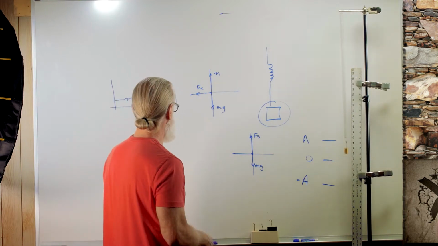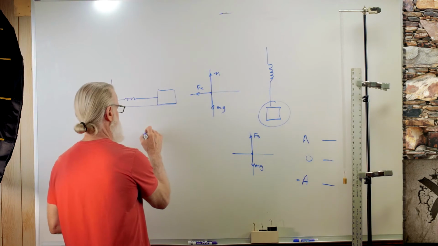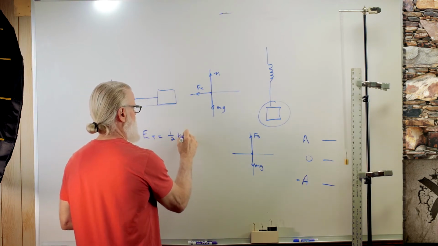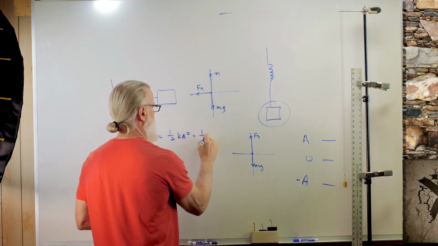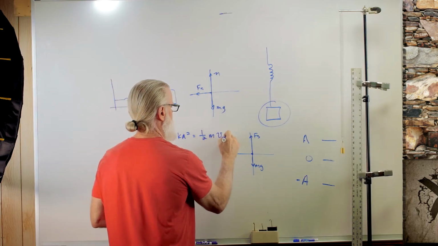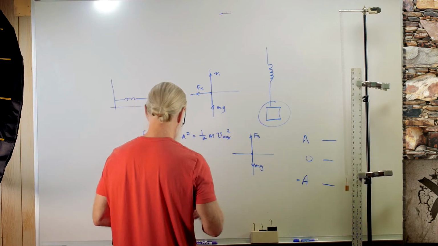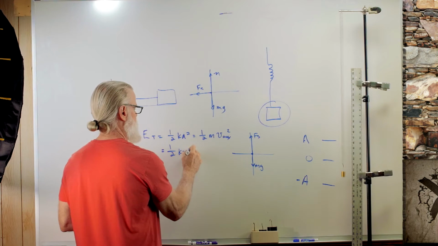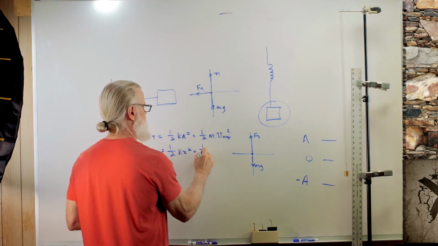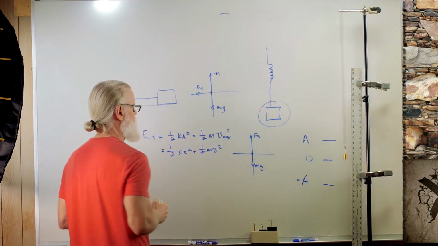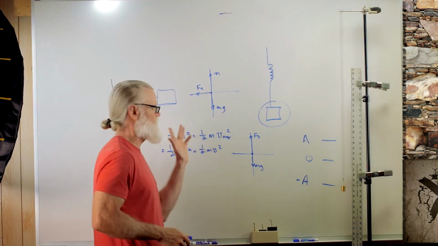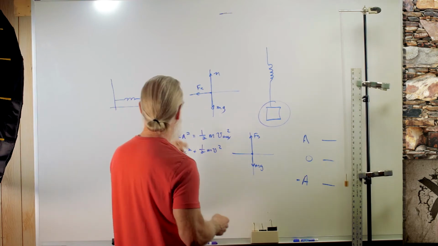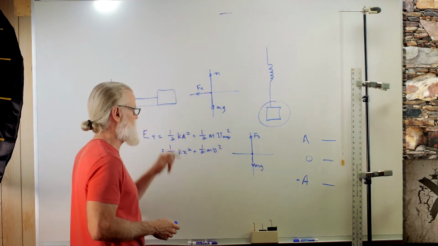And when we use our energy model, the total energy is going to be 1/2 ka squared, or 1/2 m v max squared, or 1/2 kx squared plus 1/2 mv squared. So we're going to use the same thing. We're not going to use gravitational potential energy. We're only going to look at the spring potential energy. We're going to treat it as if it's a horizontal oscillator.